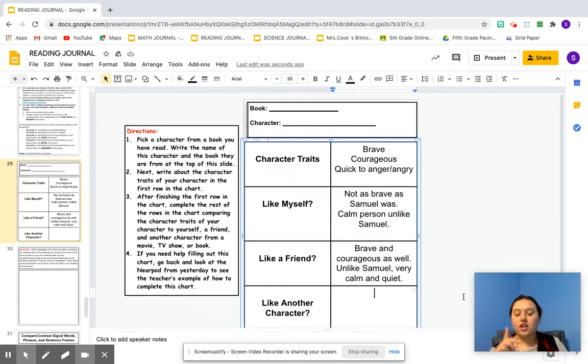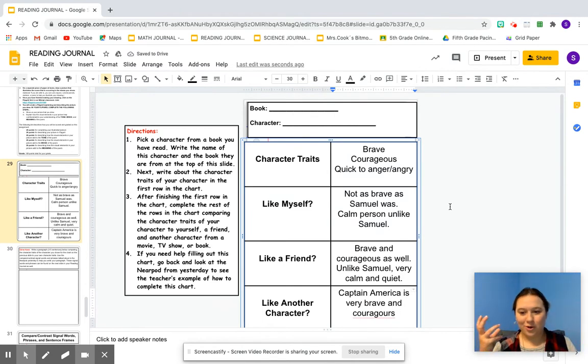And then finally, like another character. So if I thought in my mind and think, what character and their traits could I compare to that of Samuel's? So for the example I'm going to do today, I'm going to compare Captain America's character traits to Samuel. So for those of you who haven't seen Captain America or any of the Avengers movies that he's in, Captain America, we could say that he is very, so let me write down what character is. Captain America is very brave and courageous. He was a soldier, and he helps to fight to save the world in the Avengers movies.